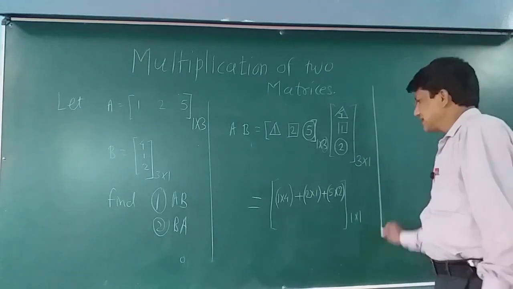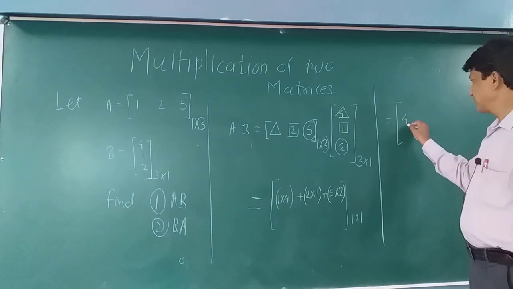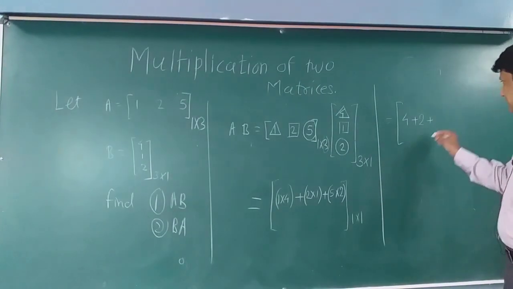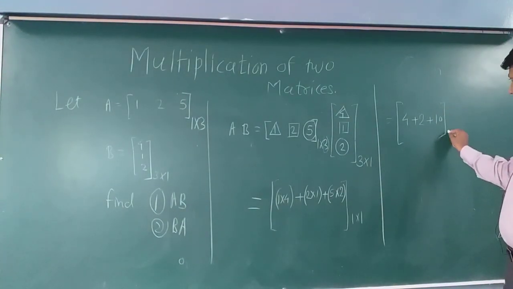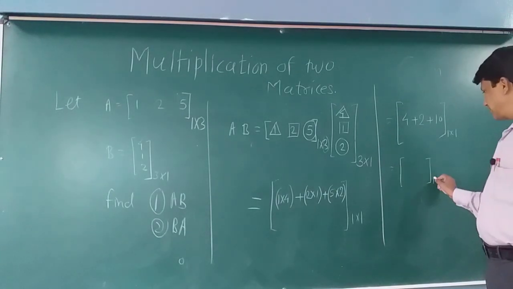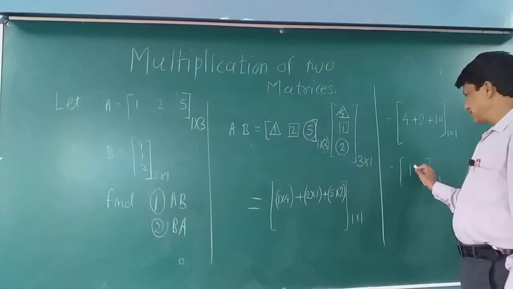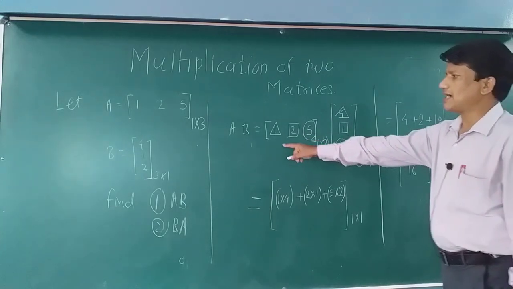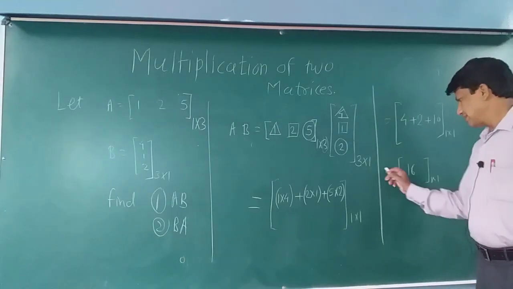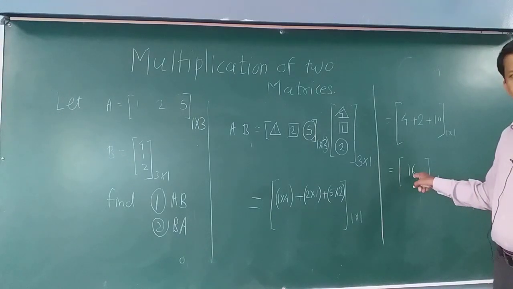So what is the answer here? Look here: 1 into 4 is 4, plus 2 into 1 is 2, plus 5 into 2 is 10. So the order is 1 by 1. The answer is 4 plus 2 is 6, plus 10 is 16. The product of the given two matrices is a matrix whose only element is 16, and its order is 1 by 1.